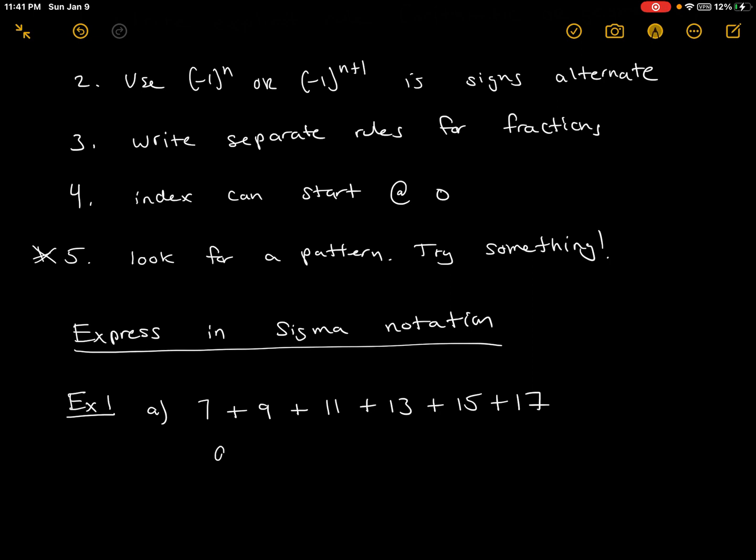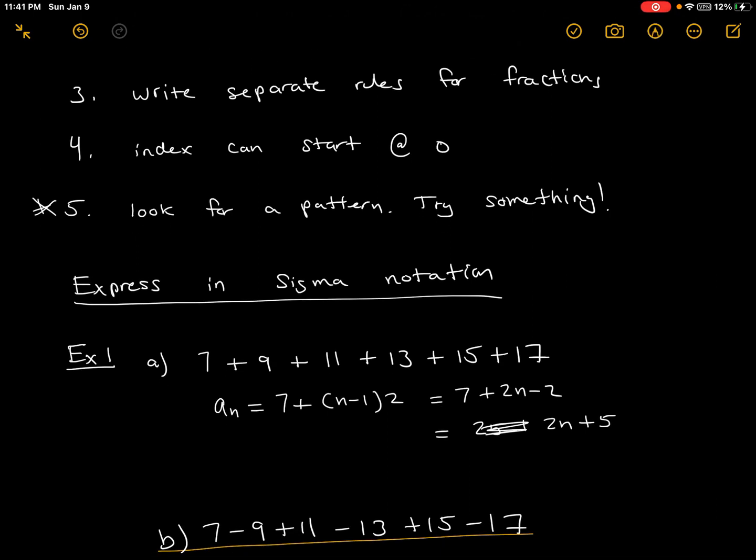So again, right, a sub n is equal to a sub 1 plus n minus 1 times d. In this case, d is 2. Okay, so you can simplify that. You're going to get 7 plus 2n minus 2, which is just 2n plus 5. Okay, so 2n plus 5 is my rule. And I notice that I have 1, 2, 3, 4, 5, 6 terms. And let me write it in sigma notation. N is equal to 1 of 2n plus 5.